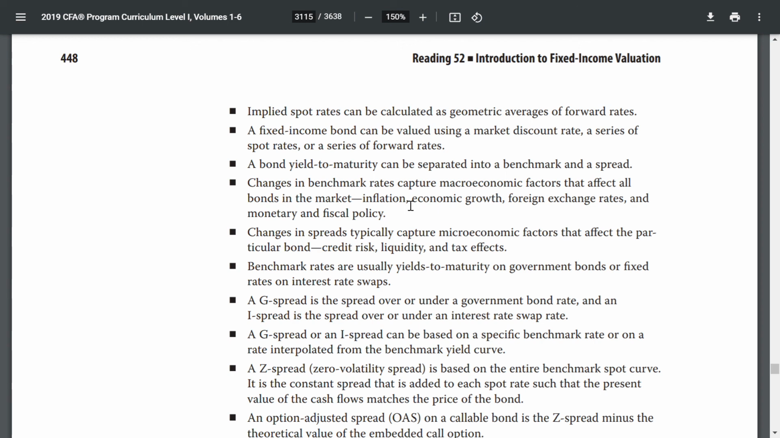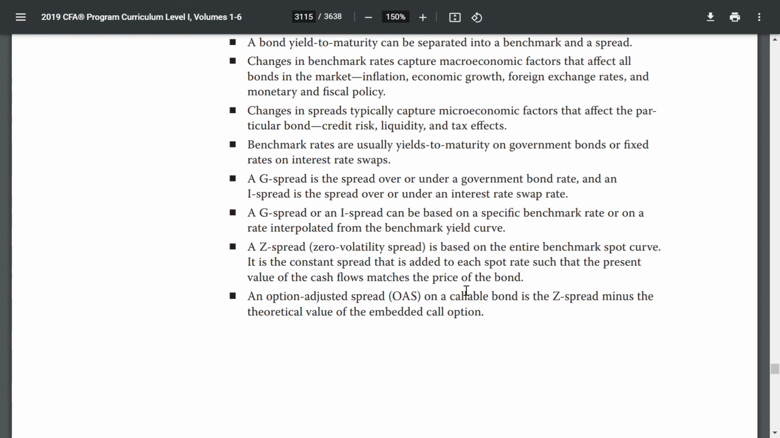Benchmark rates are usually the yield to maturity on government bonds or fixed rates on interest rate swaps. A G spread is the spread over or under the government bond rates, and an I spread is a spread over or under an interest rate swap rate. The G spread or I spread can be based on a specific benchmark rate or on rates interpolated from benchmark yield curves. The Z spread is based on the entire benchmark spot curve.